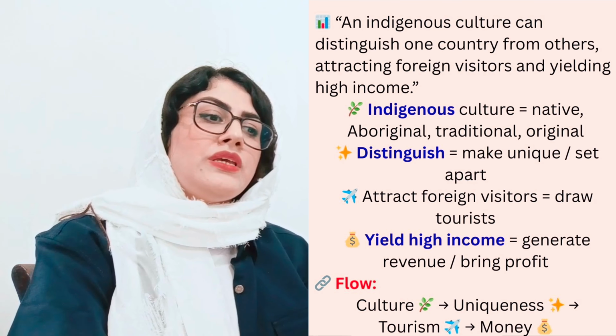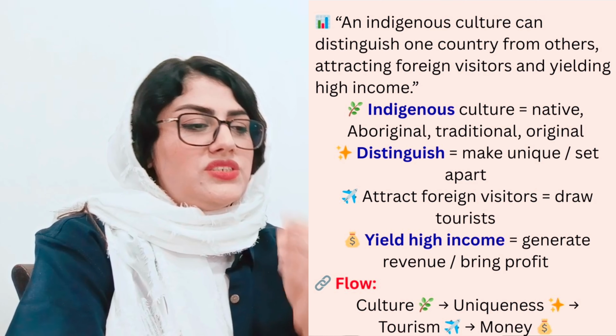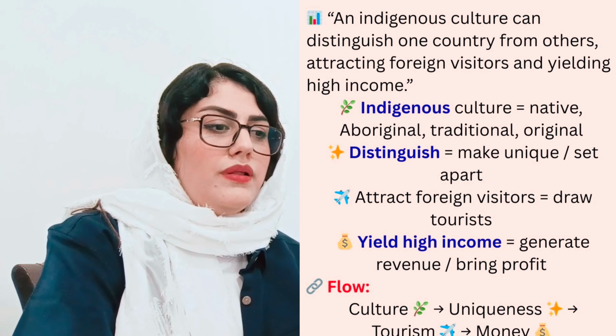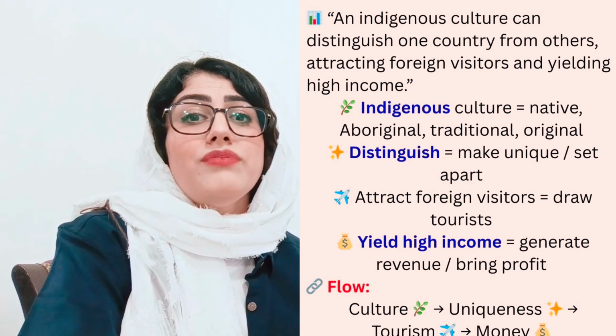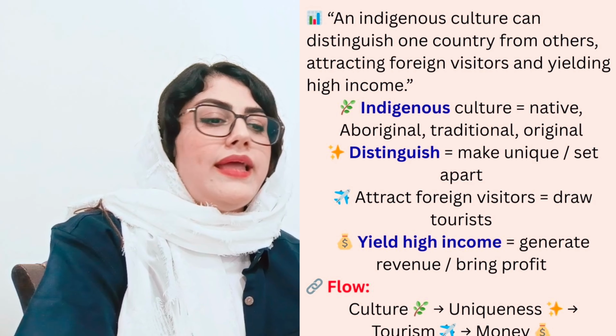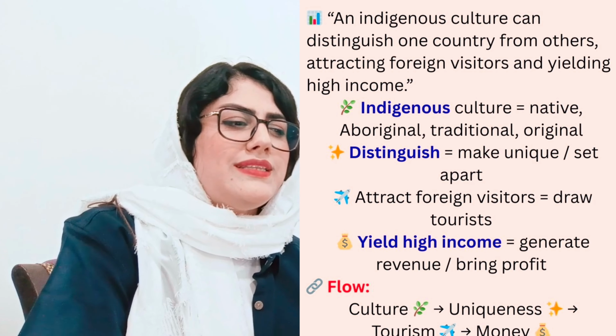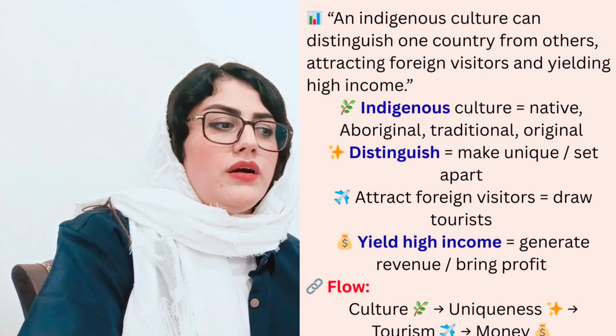Native is the simplest synonym for indigenous. And take a listen to this example: native language, native plants. Aboriginal is more formal, often about people. It means the earliest people of a land, the original inhabitants before colonization. In everyday use, it's mostly linked to Australia, but in academic English, it can describe original inhabitants everywhere.